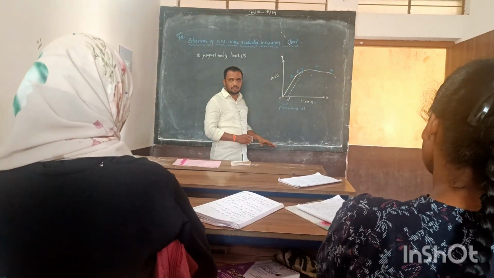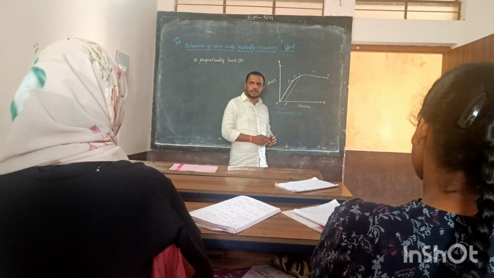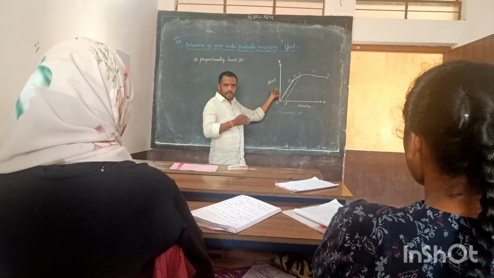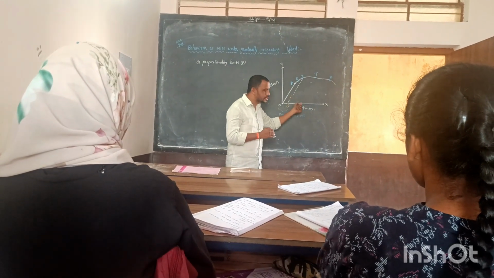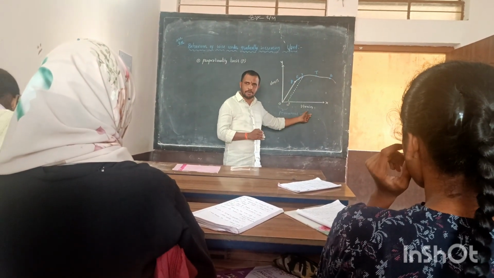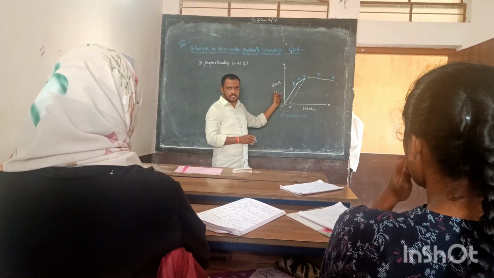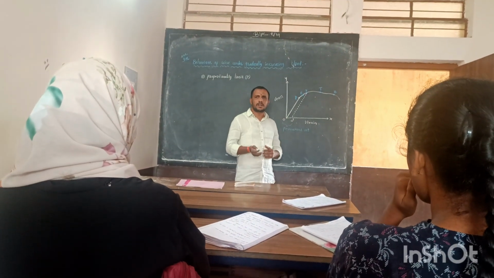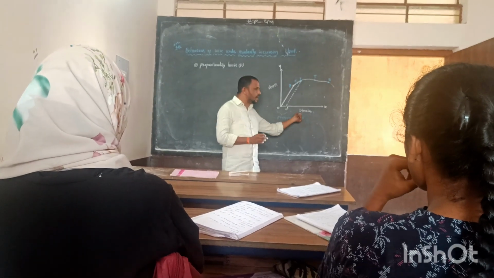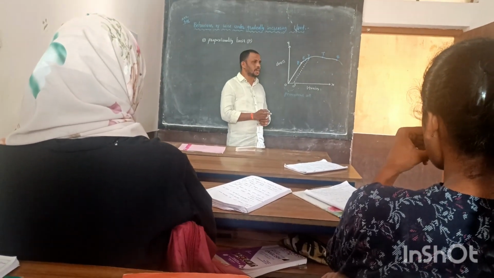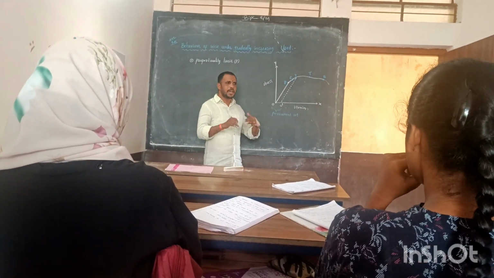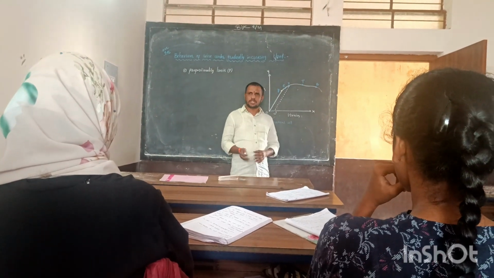Okay? On a graph. First, a graph is plotted between the stress in the wire and the strain in the wire. Stress values are taken on the y-axis. Stress means force per unit area. Next, strain values are taken on the x-axis. So what is meant by strain? The change in length of the wire by the original length.